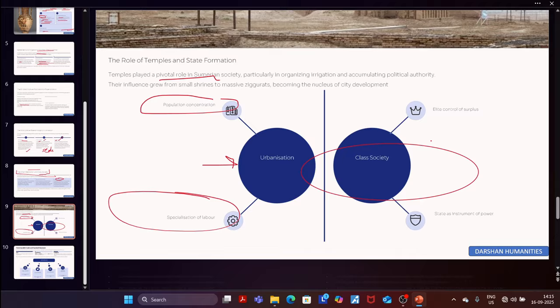In the Jemdet Nasr culture, cities like Ur and Kish became centers of city-states. You can write it down. These city-states, often fortified and strategically located near water resources, were essentially temple states, where the temple was the nucleus of political authority.